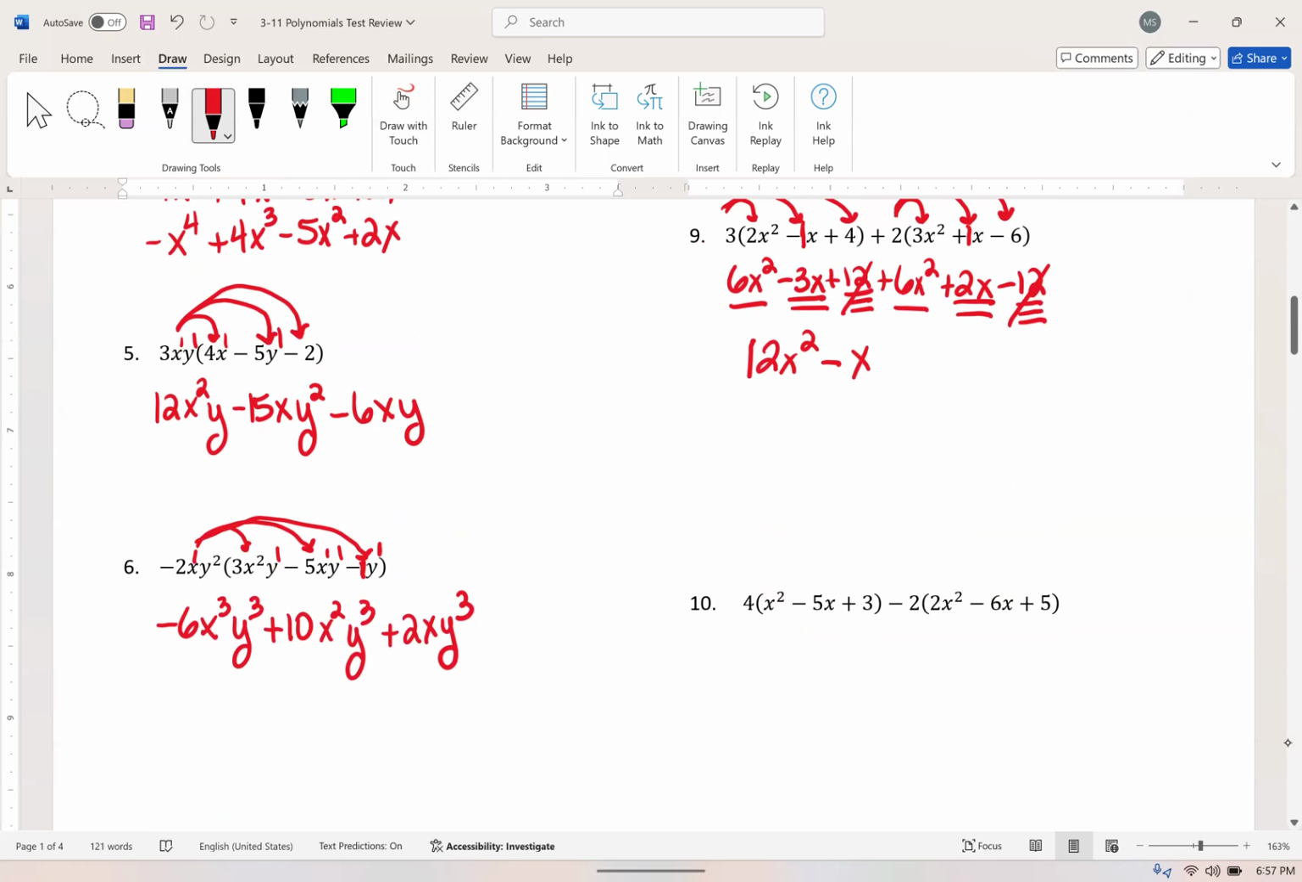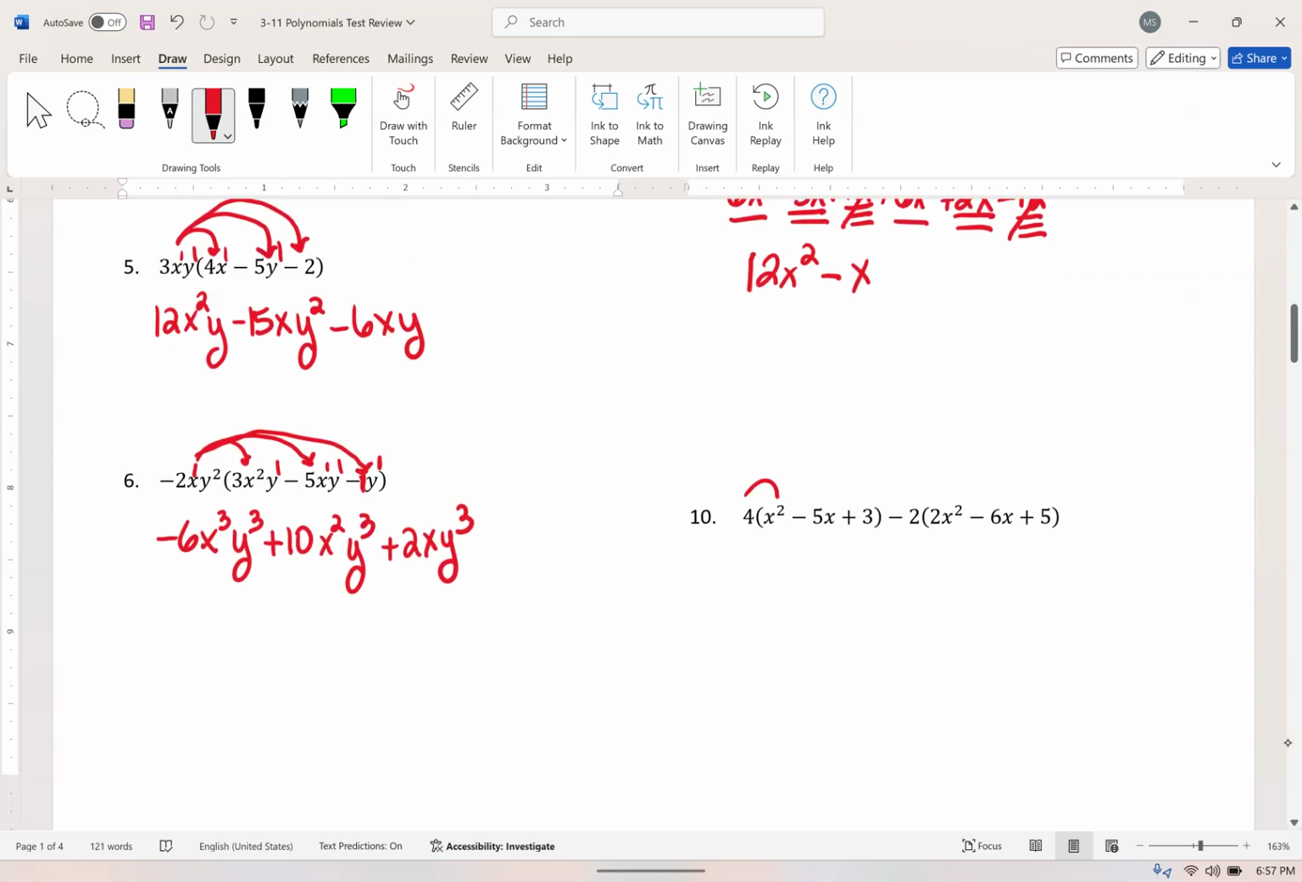Similar kind of problem in number 10. We're going to distribute a 4. So when we do that, we get 4x squared minus 20x plus 12. Okay, over here, I'm going to distribute a negative 2. Be careful with that minus sign. So negative 2 times 2x squared is negative 4x squared. Negative 2 times negative 6x is positive 12x here. And negative 2 times 5 is negative 10.